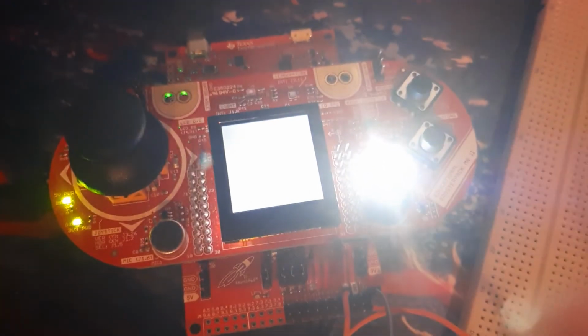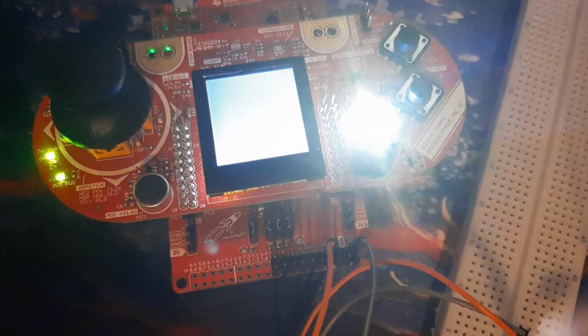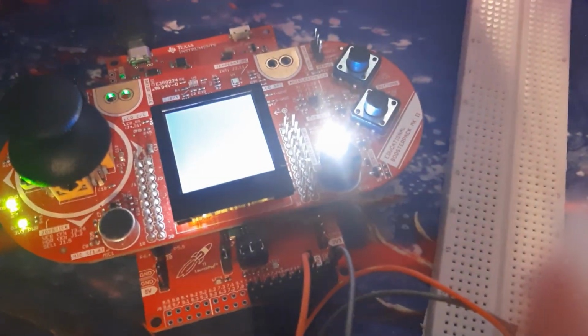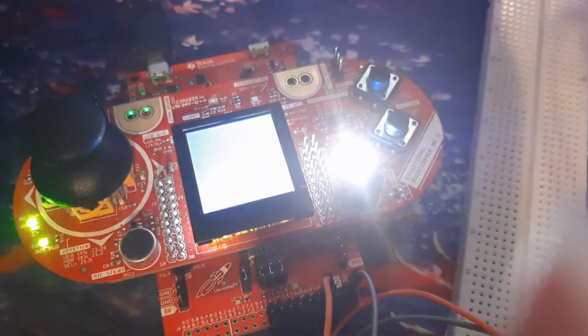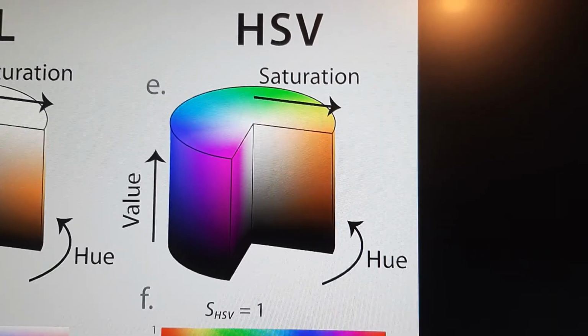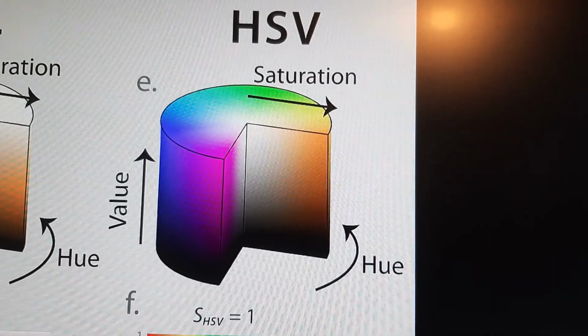So how are we controlling this RGB LED on the receiver board? We're navigating within the HSV color space. To those of you who aren't familiar with the HSV color space, I'm giving a brief explanation. That's the HSV color space. It's basically a cylinder with the value, saturation, and hue, hence HSV.